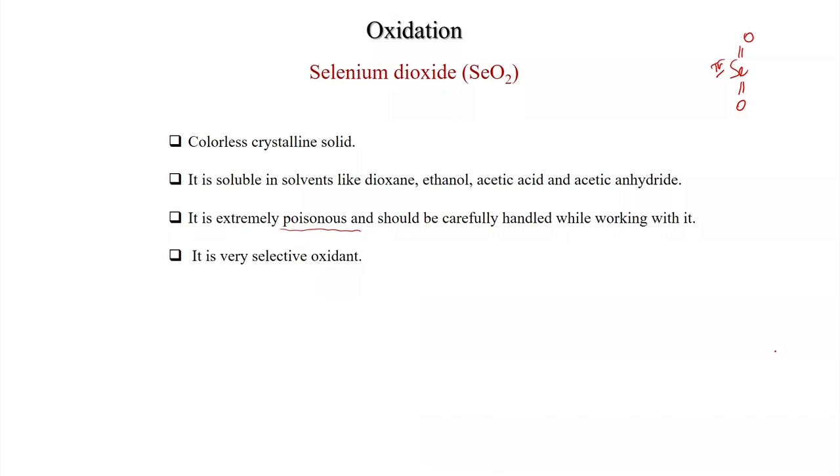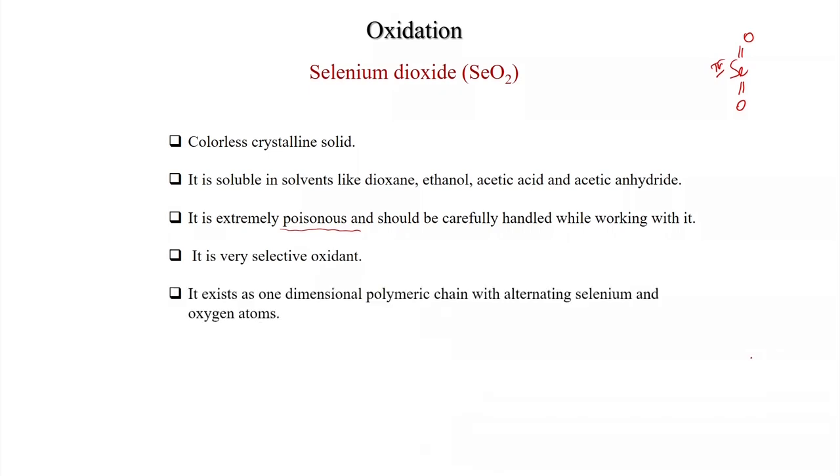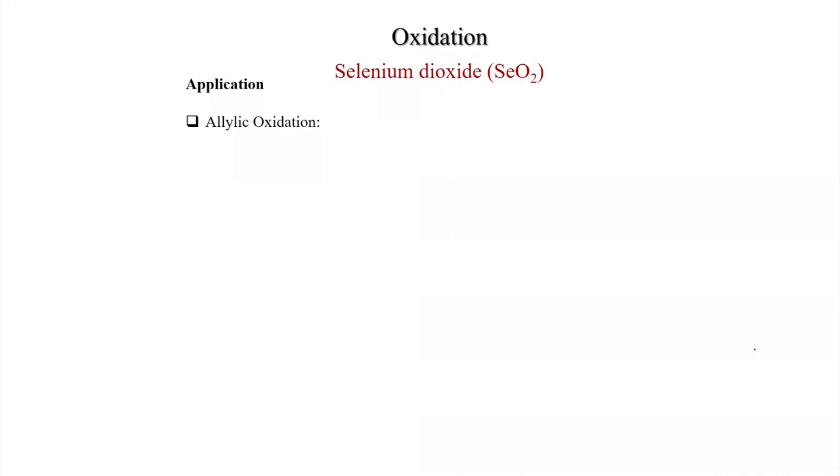It is a very selective oxidant. It exists as a one dimensional polymeric chain with alternating selenium and oxygen atoms. Compounds of selenium are very poisonous and smelly. So, you have to handle carefully. Selenium dioxide, one major application is the allylic oxidation.